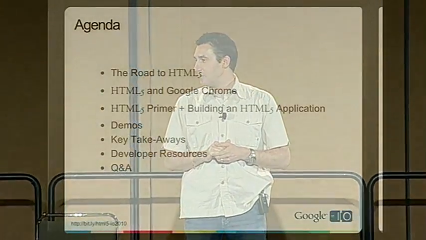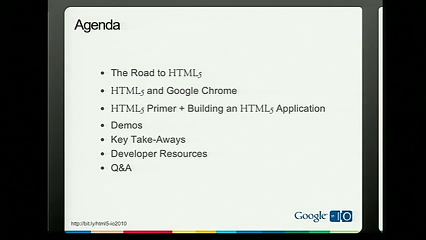Let's have a quick look at the agenda for the talk. First, a brief history of web development. Next, we'll look at some of the things we have been doing in Google Chrome around HTML5. We'll continue with an HTML5 primer and show you how we use HTML5 APIs in real case scenarios. We have some surprise guests and some really cool demos, so stay tuned. And we'll end with key takeaways, links to developer resources, and a Q&A session.